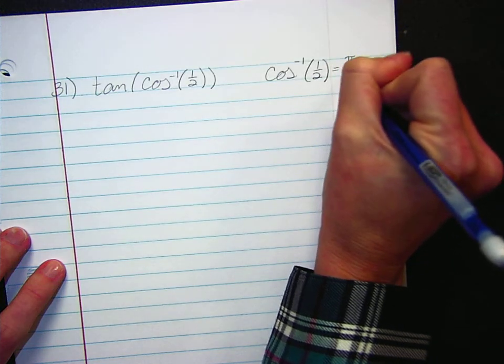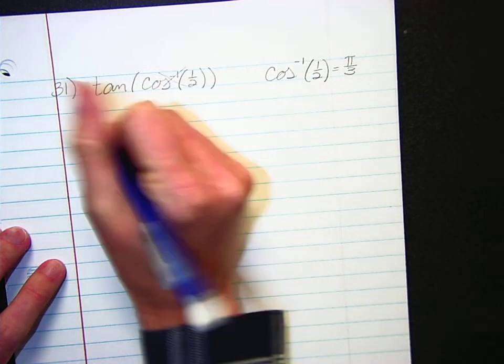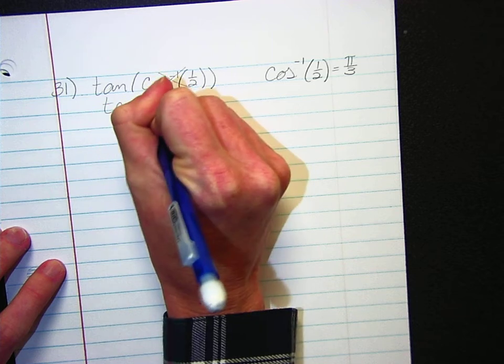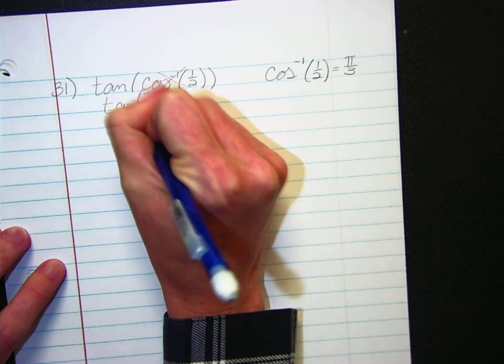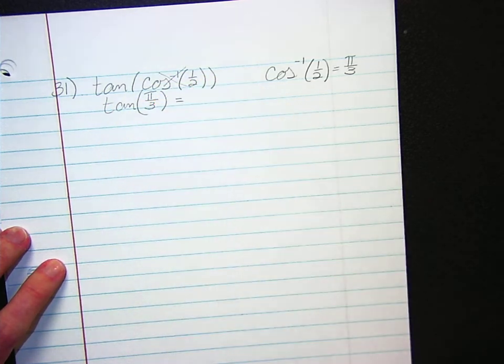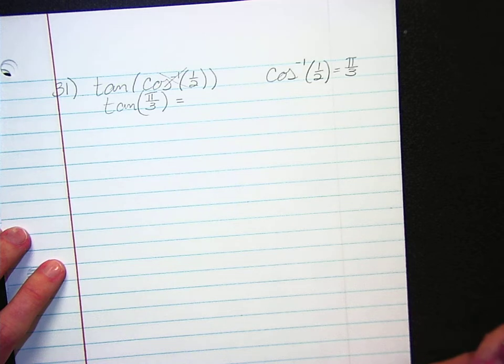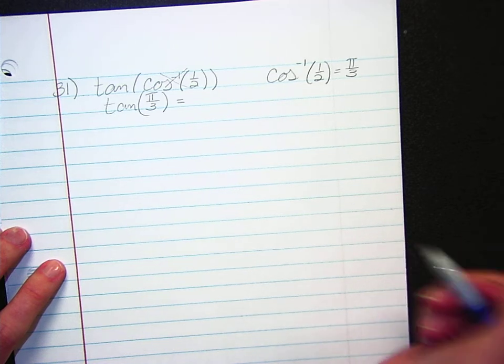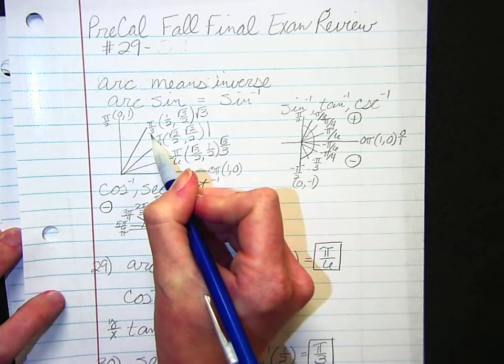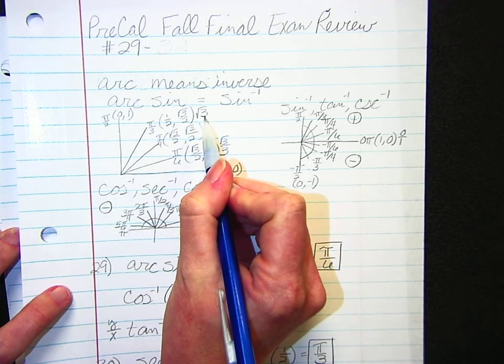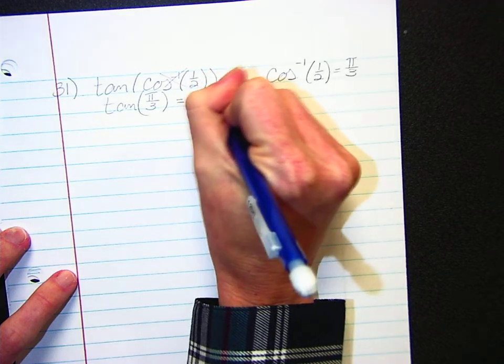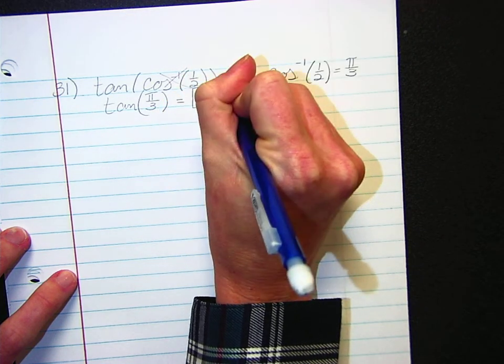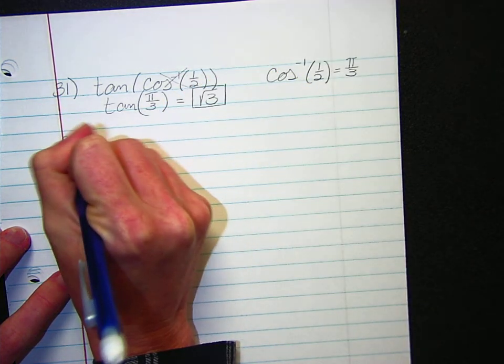So what I'm going to do is I'm going to take out the inside part, and I'm going to replace that with pi over 3. Okay, so now we're going back to using just the regular unit circle, where I want to find the tangent of pi over 3. So now I've got the angle. I want to find the value, and so my tangent value at pi over 3 is the square root of 3. So always on those composite functions, work from the inside out.